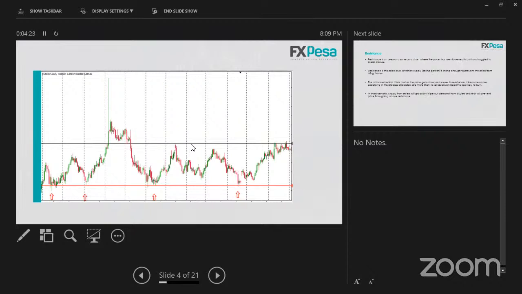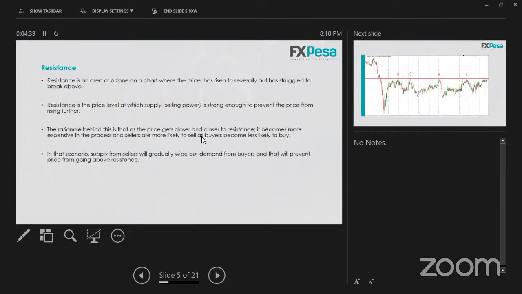Let us see another line that we normally have. It is the resistance. Remember, the support and resistance level or zone, we are going to use them on a ranging market or a sideways movement. So we have another key important zone, that is resistance. A resistance is an area or a zone on a chart where the price has risen but has struggled to break above.